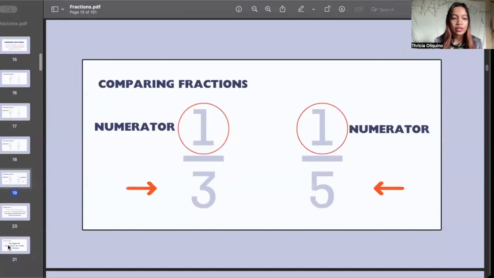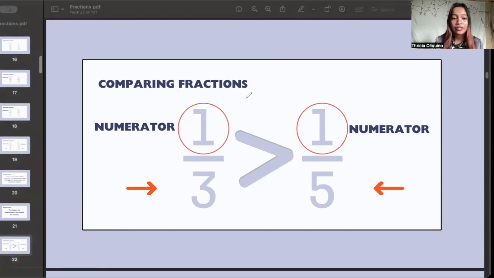Okay, so going back to this problem, we have 1/3 and 1/5. Which do you think is the larger? And what symbol should we use? Okay, for those who answered greater than, very good. So comparing fractions with like numerators is like the reverse of comparing fractions with the same denominator.